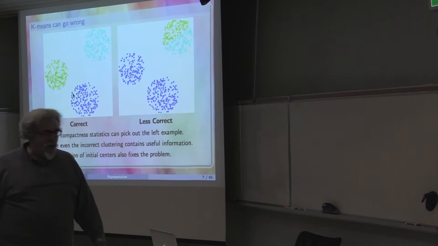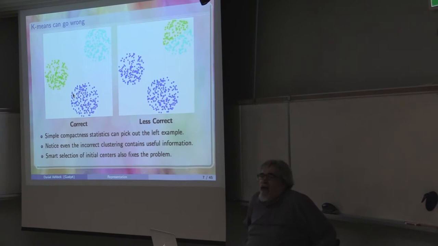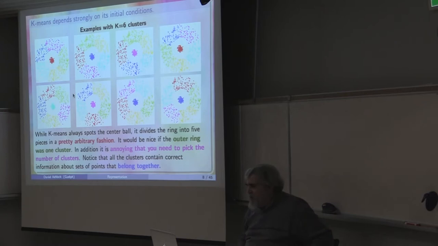Well, we're less correct. Now, there's a reason I labeled that less correct rather than correct. It's easy to notice something went wrong. Simple compactness statistics will notice. And a lot of the green points do belong together, and the cyan points do belong together. And of course, almost any serious k-means algorithm will do a little work to pick good centers before it starts. So a modern k-means algorithm will not do 99.999% of the things the original k-means algorithm might have done. It thinks a little about what its initial cluster centers are. Okay, so k-means depends strongly on initial conditions.